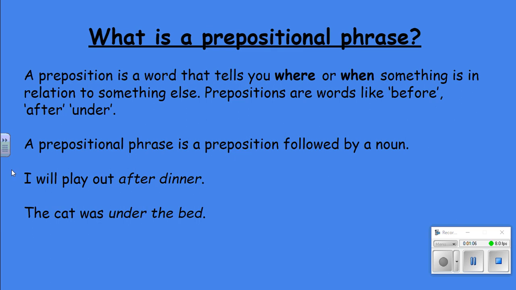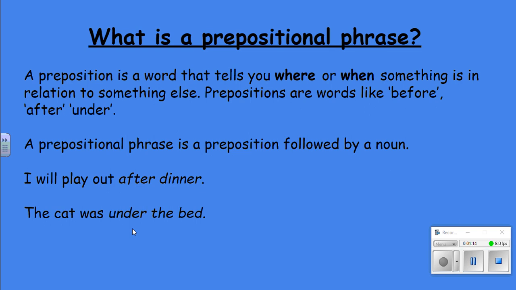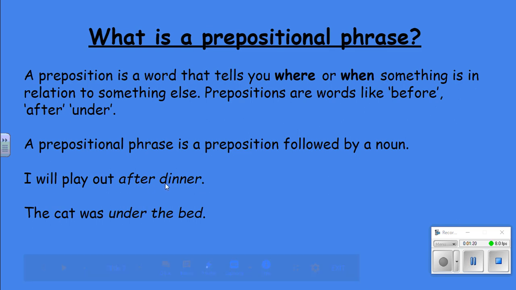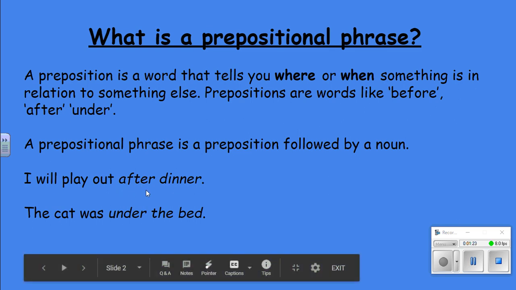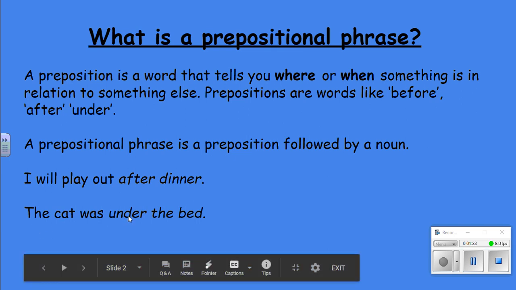So we looked at these sentences on Tuesday, and we talked about how after and under are the prepositions in these sentences. So here, the sentence, I will play out after dinner. Dinner is a noun, and we've identified that after is the preposition. So after dinner is the prepositional phrase. It's a preposition followed by a noun. In this sentence here, the cat was under the bed. We already know that the preposition is under. Bed is the noun. So the prepositional phrase in this sentence is under the bed. Okay.